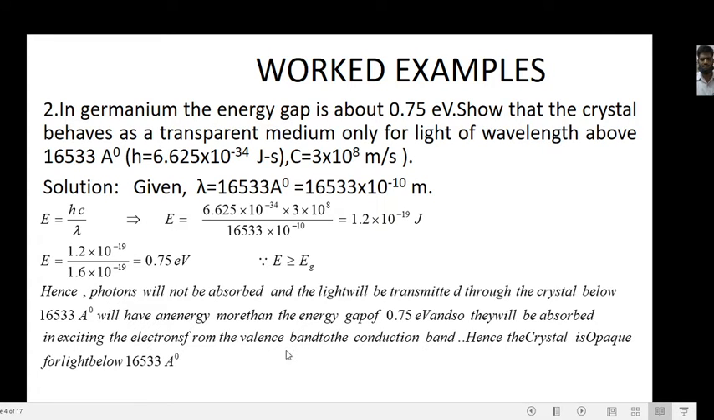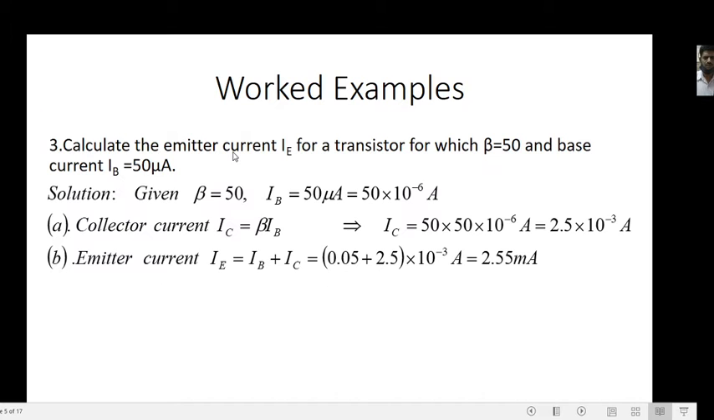Hence the crystal is opaque for light below 16,533 angstrom. So this question relates to the semiconductor diode. Now worked example 3.